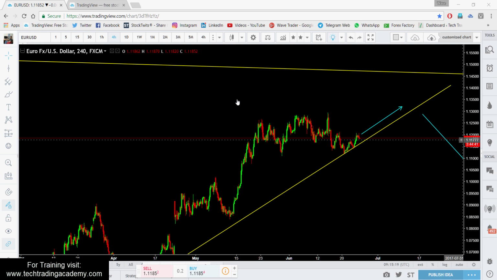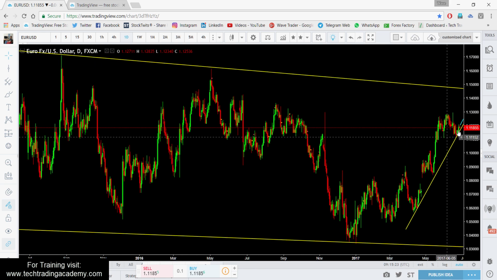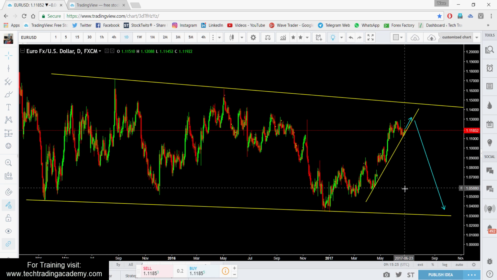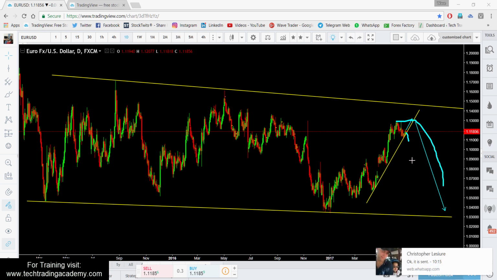Let me show you the bigger structure, the bigger image. A bigger correction is going on over there on these three pairs: at the bottom on DXY, the bottom on USD CHF, and the top on EUR/USD at that area. If it is not going to continue to the downside, then we're going to pay attention at that top and then downside.